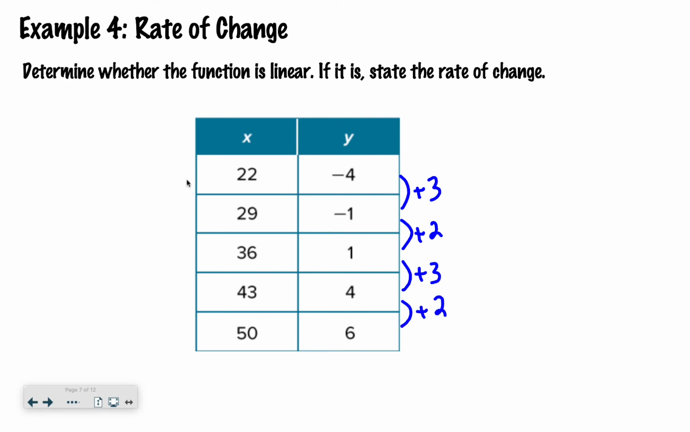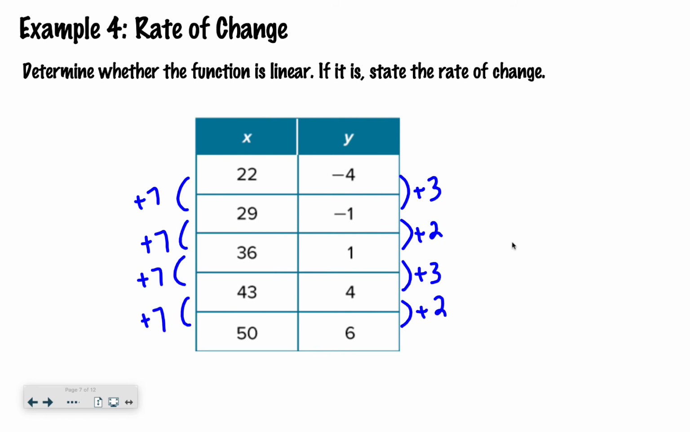Okay, and then over here, 22 to 29, I added 7. 29 to 36, I added 7. 36 to 43, I added 7. And 43 to 50, I added 7.